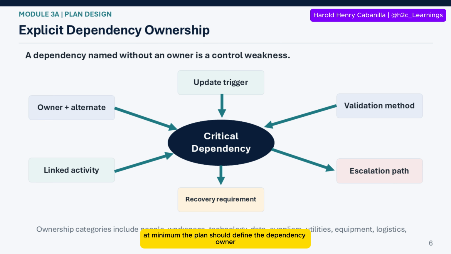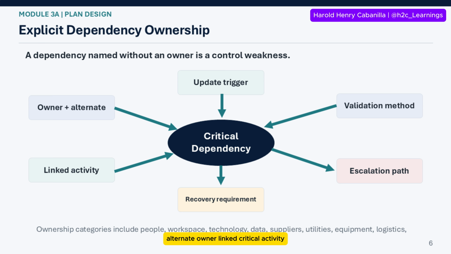At minimum, the plan should define the dependency owner, alternate owner, linked critical activity, resource or supplier description, recovery requirement, escalation path, workaround owner, validation method, and update trigger. This creates accountability. The dependency owner is responsible for keeping the dependency information current and for confirming whether the dependency remains realistic for the recovery requirement it supports. The alternate owner prevents the arrangement from failing when one individual is unavailable.